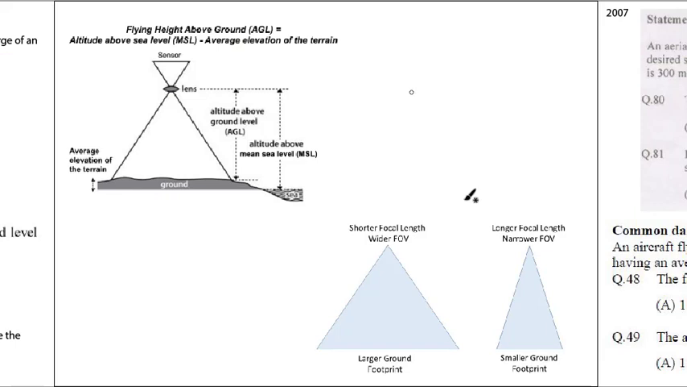Each camera has its focal length. Shorter focal length means wider, larger ground footprint. Longer focal length means narrower view, smaller ground footprint. Since it's wide, it will cover a large footprint. Since it's narrow, it will cover a small footprint.